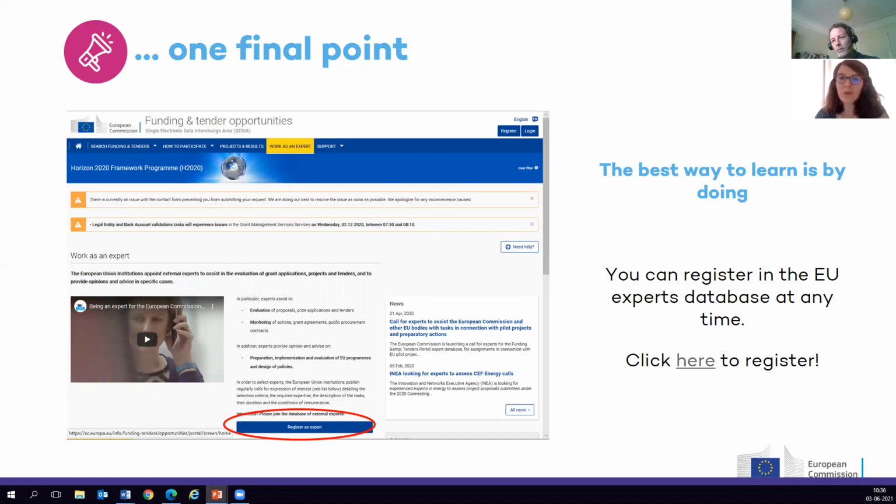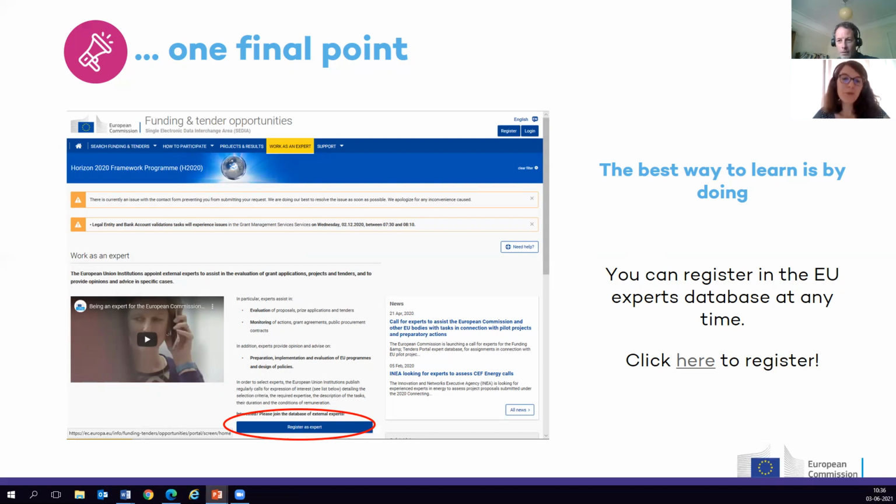What is important to know is that while registering in the database, you don't only register for Horizon Europe, but for all the funding programs of the Commission. And when you register yourself, you can choose your fields of expertise and interest. So if you are specialized in environmental issues, you could be contacted to participate in an evaluation under Horizon Europe, because we have, of course, research projects targeting the environment. But you could also be contacted for the LIFE program or any kind of other programs.